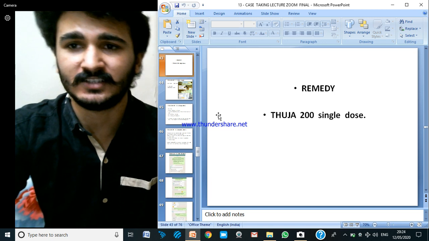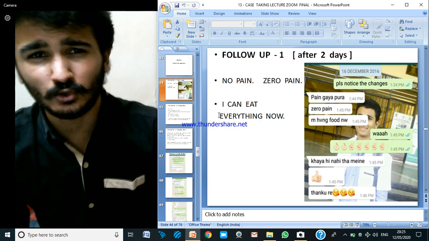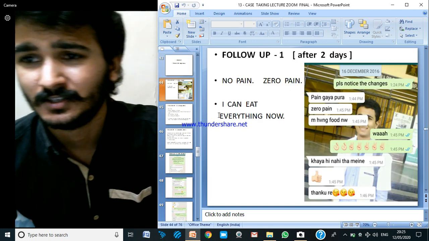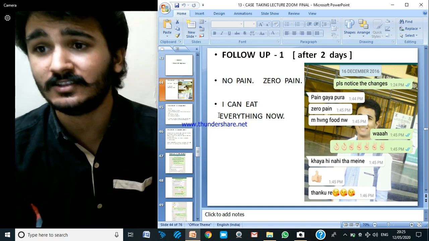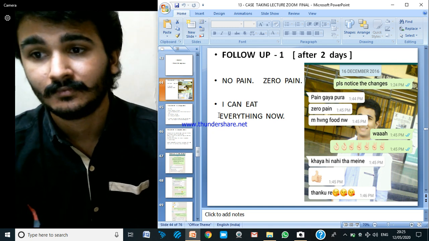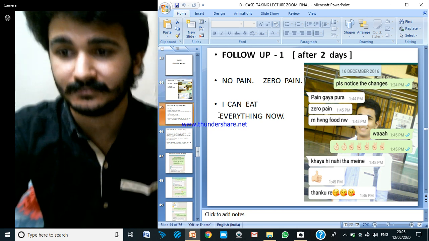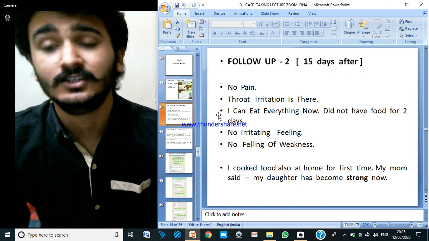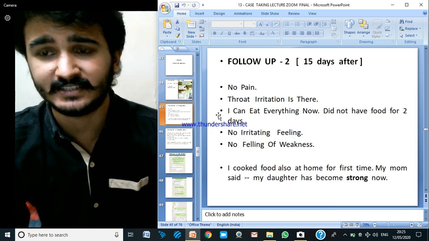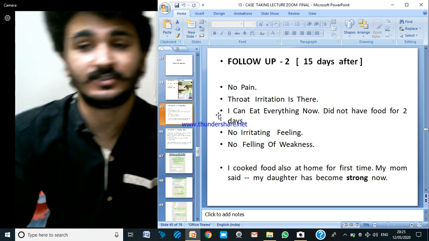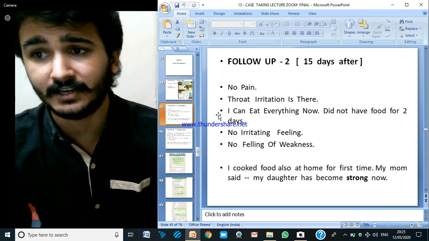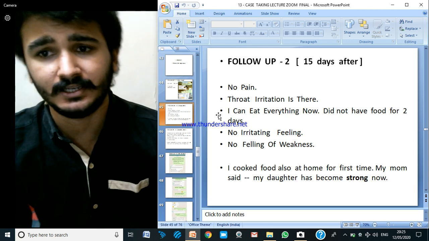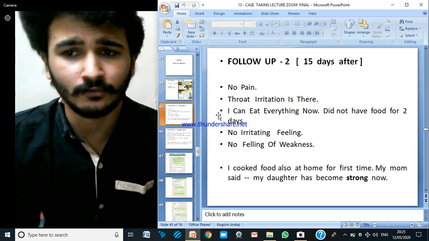So Thuja 200 single dose was given. Just 2 days and she messages me that "पूरा pain गया", there is no pain, zero pain, I am having food now. "खाया ही नहीं था मैंने काफी दिन से." After 15 days, no pain, throat irritation is there because every 15 days she would have this. I can eat everything now. Did not eat food for 2 days, but now I can eat again. No irritating feeling, no feeling of weakness.